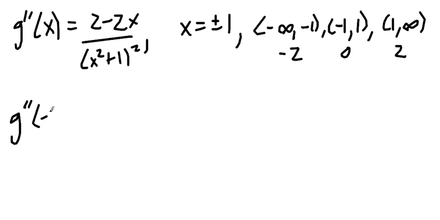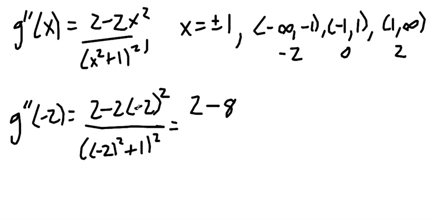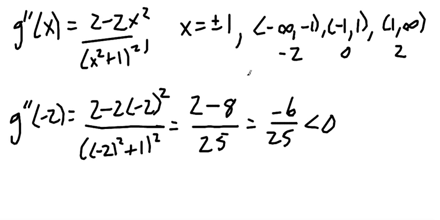g double prime of negative 2 is 2 minus 2 times negative 2 squared over negative 2 squared plus 1 squared, which is 2 minus, negative 2 squared is 4, so times 2 is 8. So it's that over 4 plus 1 squared, that's 25. This is negative 6 over 25, which is less than 0. So that means that it's concave down on that first interval.